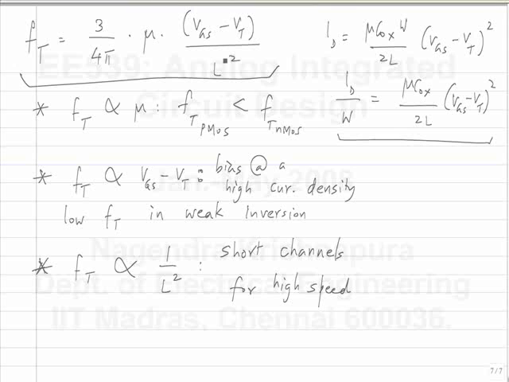What deviations can you have from this expression? Are all these things always true, that Ft is directly proportional to mu, proportional to Vgs minus Vt, and inversely proportional to L square? In case of velocity saturation, it will be different, right? The proportionality to mu comes in only when the velocity is not yet saturated, that is, velocity is still proportional to the field. So this is for something that is not in velocity saturation.